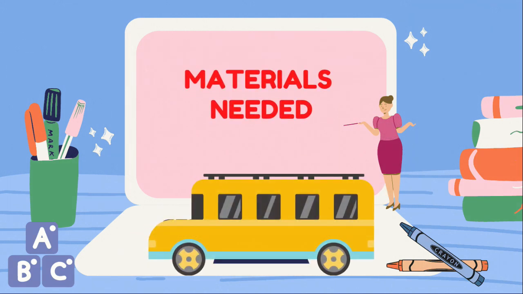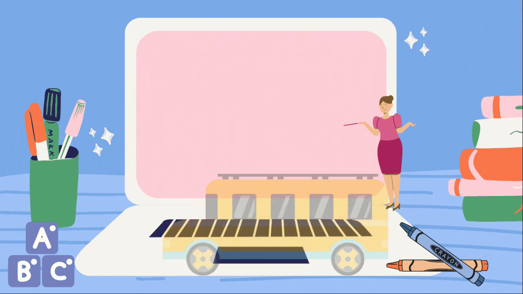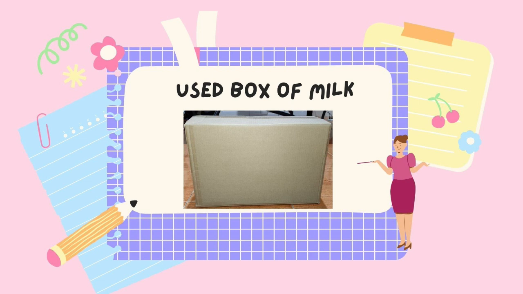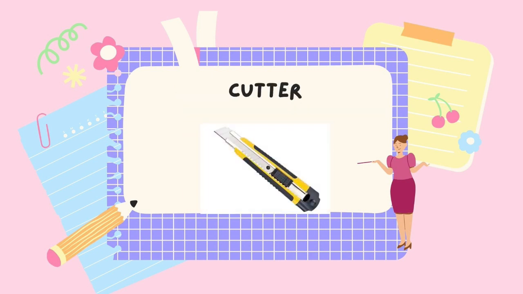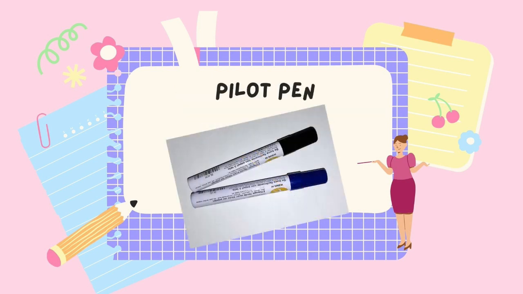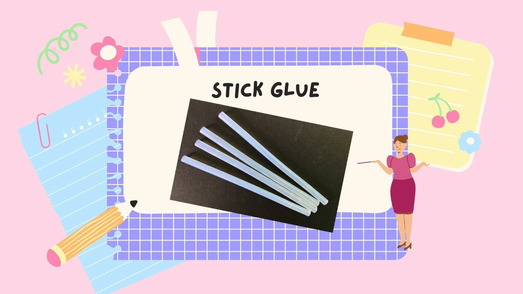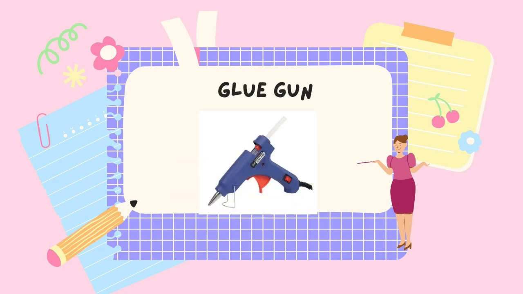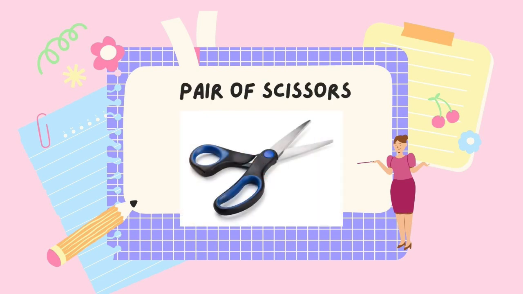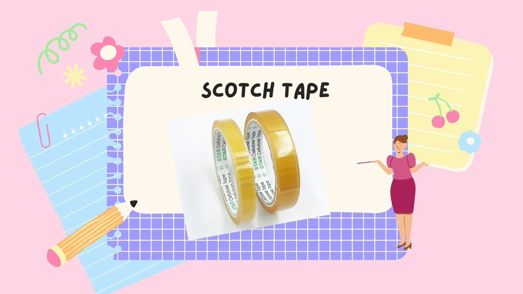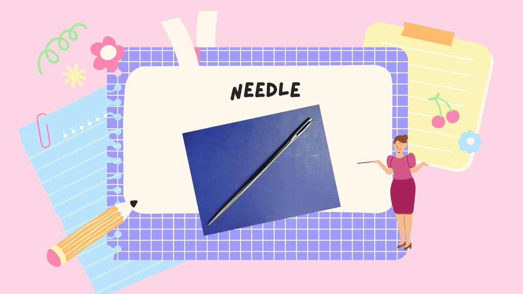Materials needed in making the BC Bus. Used box of milk, cutter, pilot pen, stick glue, glue gun or candlestick, pair of scissors, scotch tape, and needle.